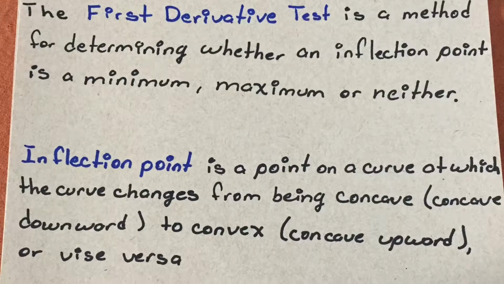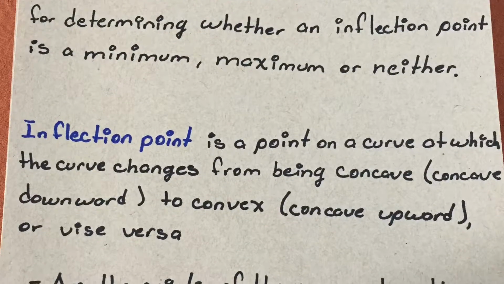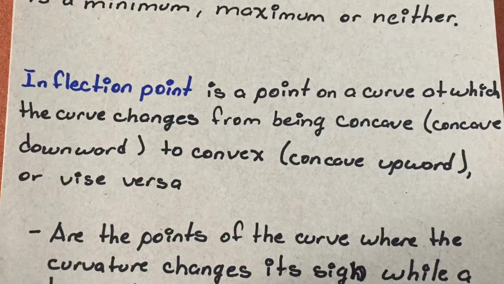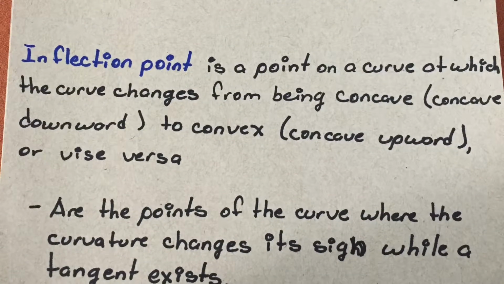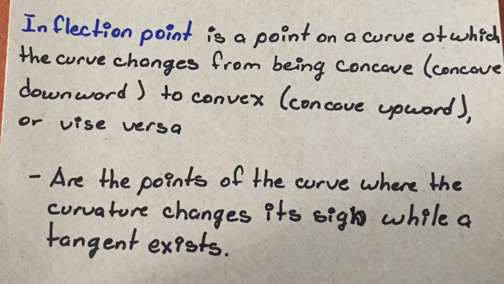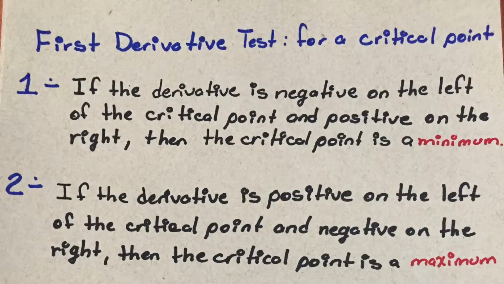An inflection point is a point on a curve at which the curve changes from being concave, concave downward, to convex, concave upward, or vice versa. It is a point of the curve where the curvature changes its sign while a tangent line exists.